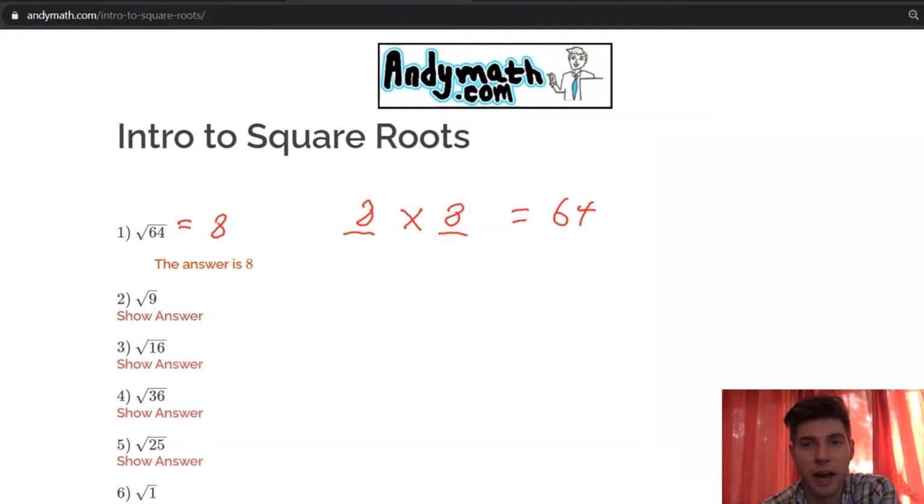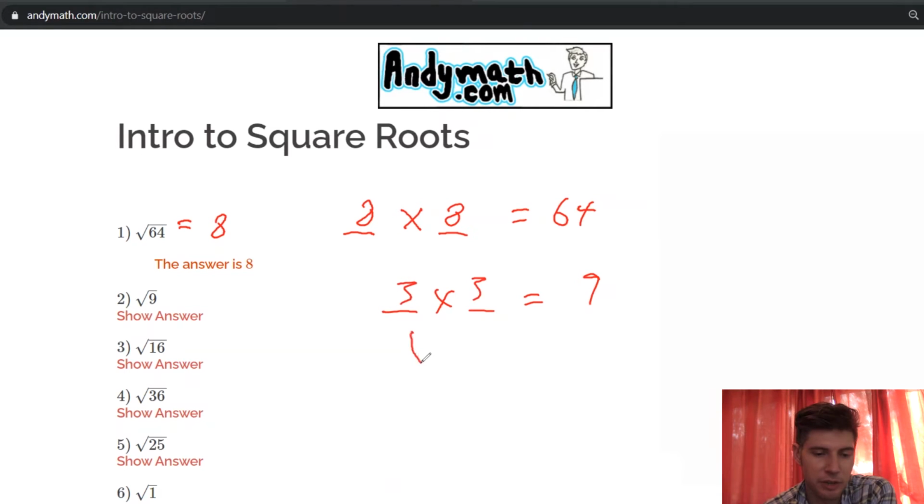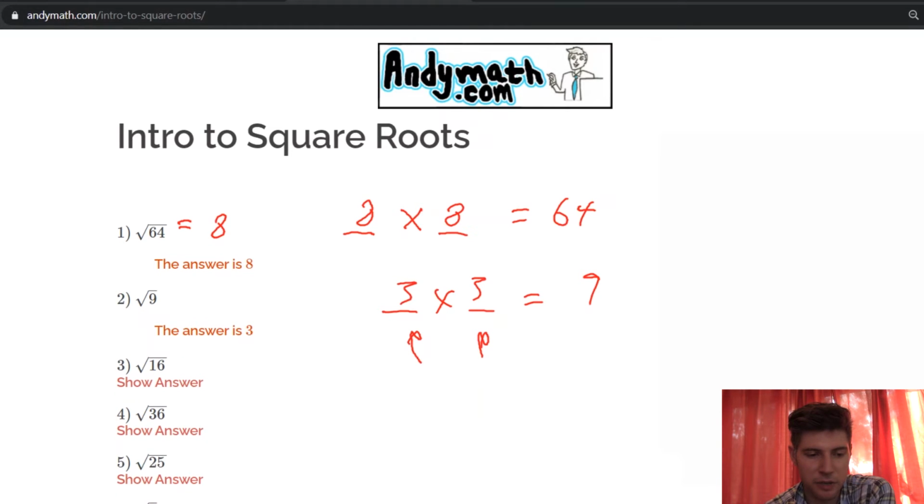So square root of 9. So it's the exact same idea. What times what gives me 9? Well, 3 times 3 is 9. And this has to be the same number twice. So 3 times 3 is 9. So the square root of 9 is 3.